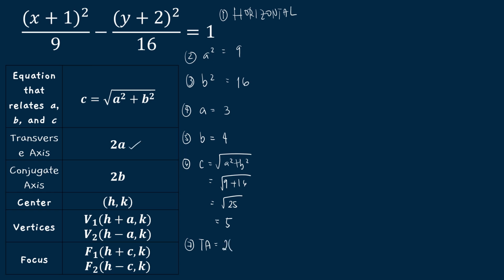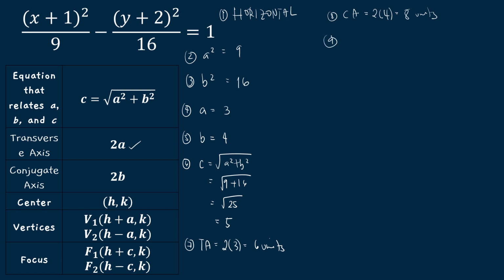So for number 7, we can now get our transverse axis using the formula of 2a. So 2 multiplied by the value of a, which is 3. So that would be 6 units. So don't forget the term units. Number 8 is your CA, conjugate axis, which is equal to 2 times b, which is 4. So that would be 8 units.